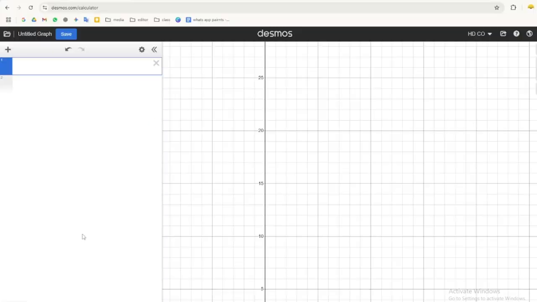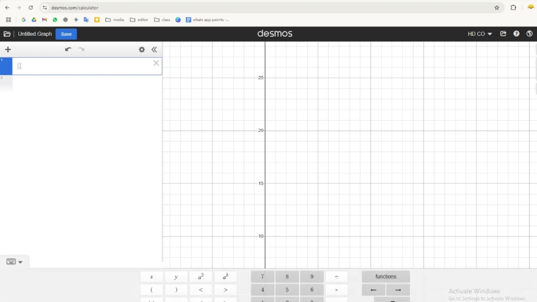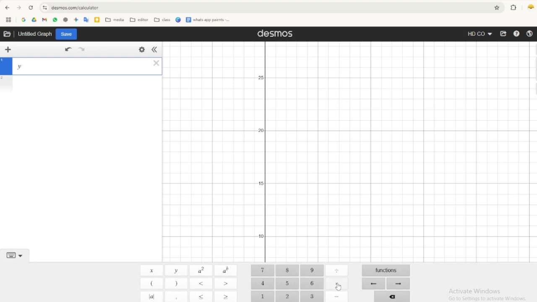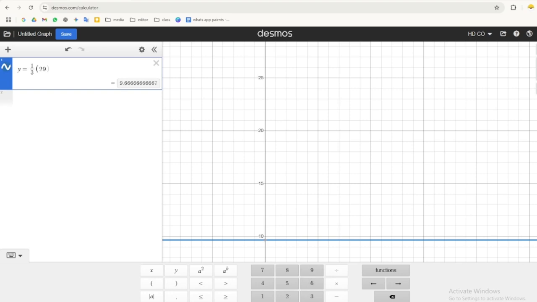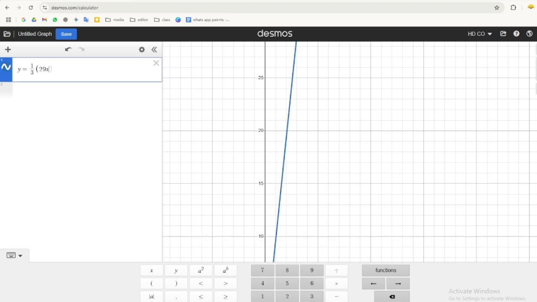When you open Desmos, you will see the graph, and here is the entry line. We will enter our equation here: y equals 29/3 x plus 10/3 plus 5x. This is our equation.